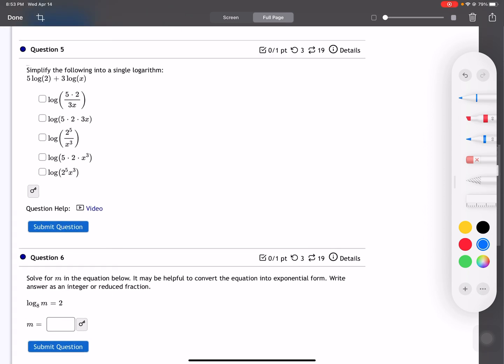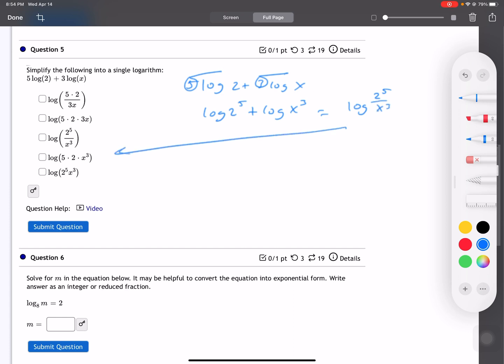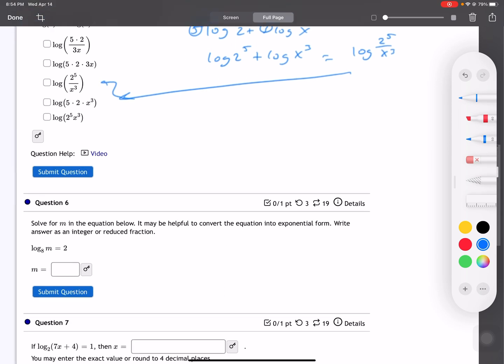Simplify the following to write this as a single log, one similar to what we just did before. 5 log 2 plus 3 log x. The 5 goes up, the 3 goes up, log of 2 to the 5th plus log of x cubed. Now that we have the logs that are adding to each other, now we can write this as a multiplication problem, log of 2 to the 5th times x cubed. Sorry, up here, I meant.